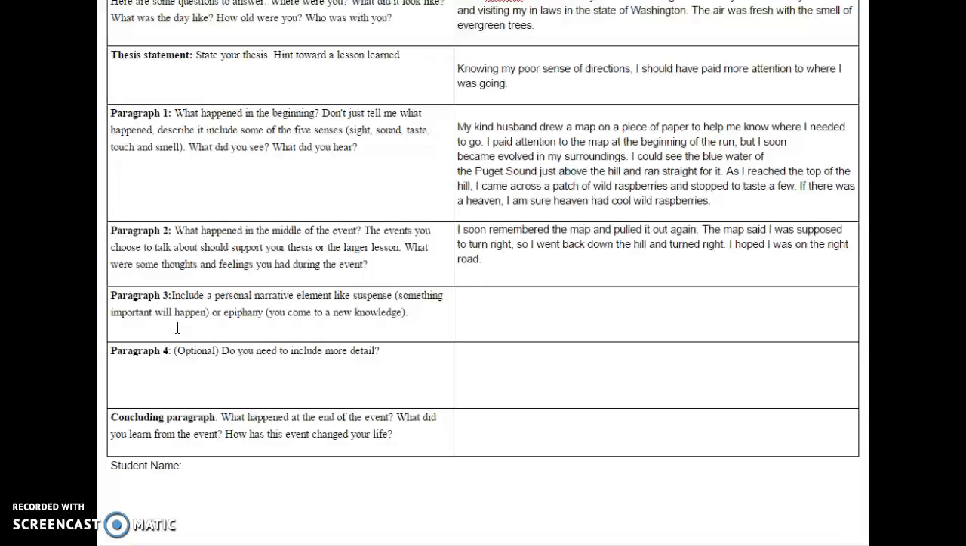Paragraph 3, this is where we really add elements that we've been talking about, such as suspense or an epiphany, where we get those personal narrative elements and include them in our essay. So this is what I include in mine.